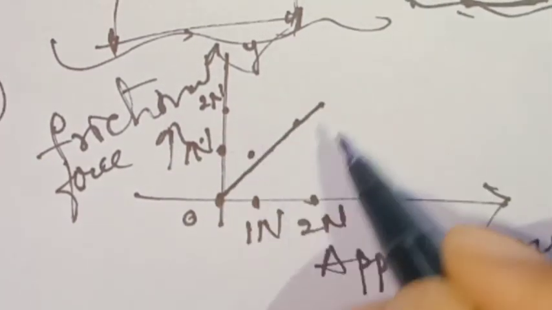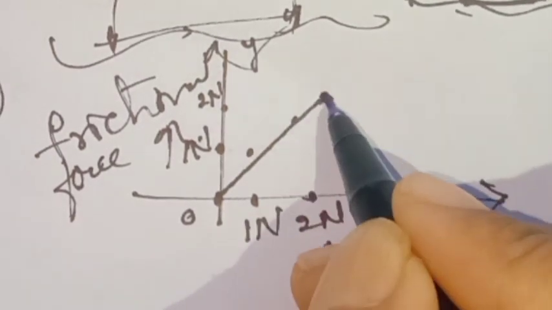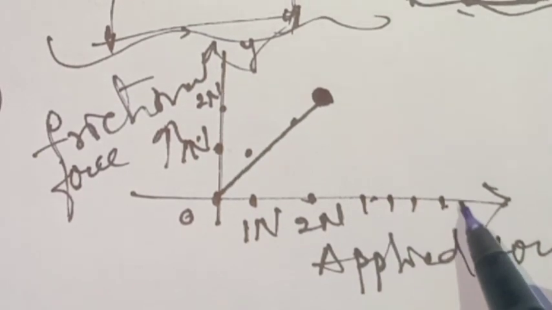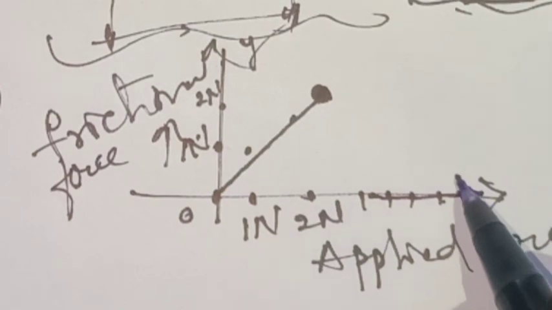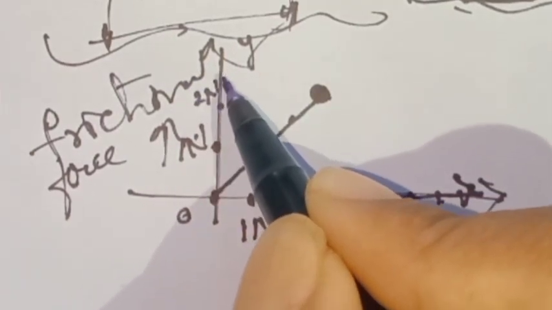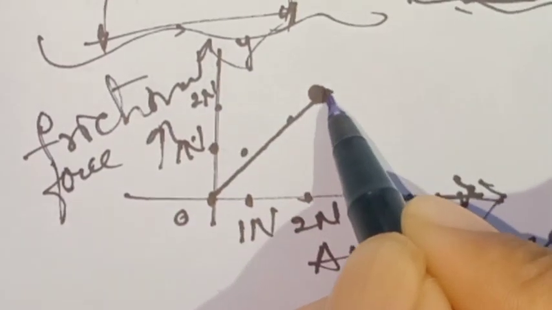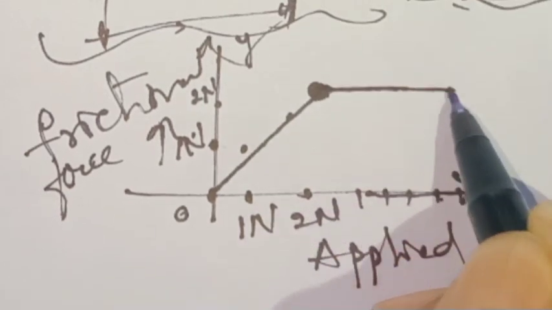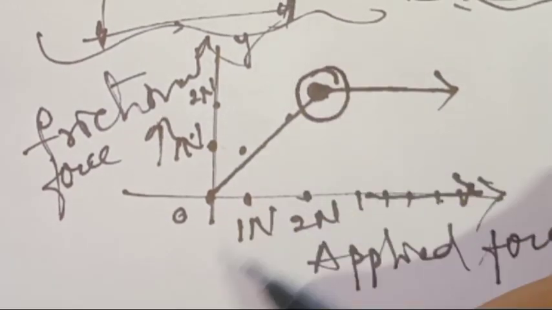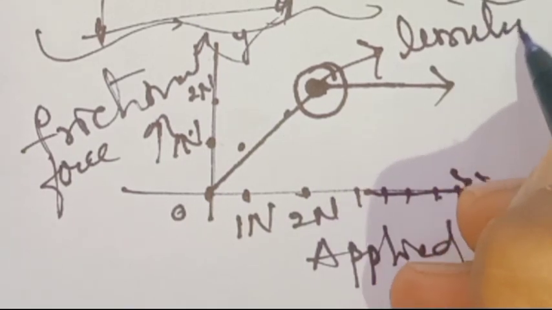And until when will it develop? Until the maximum value. After reaching this maximum value, the applied force goes on increasing, but the frictional force cannot develop more than that. When it cannot hold, what happens? Because of the applied force, the object starts to move like this. Okay, and this is what we say is the maximum value, and to this maximum value only we call it limiting friction.